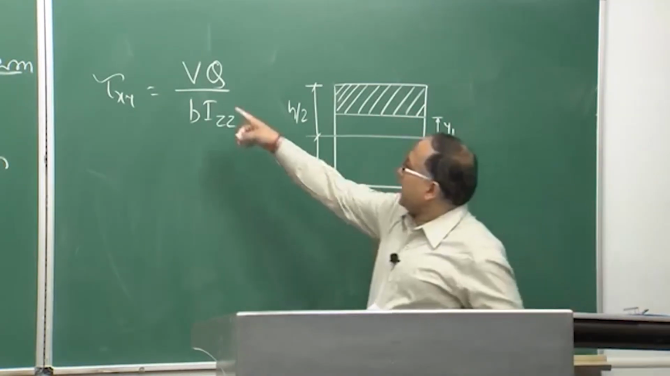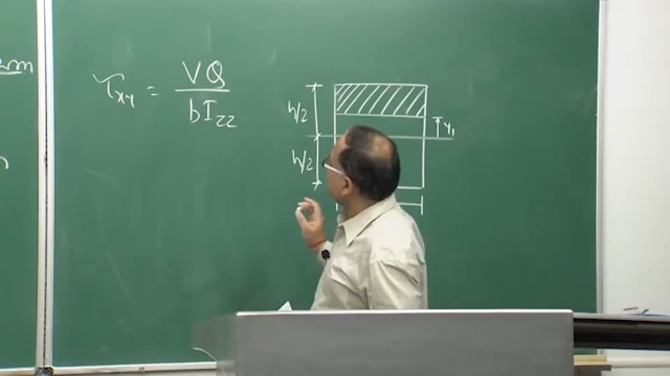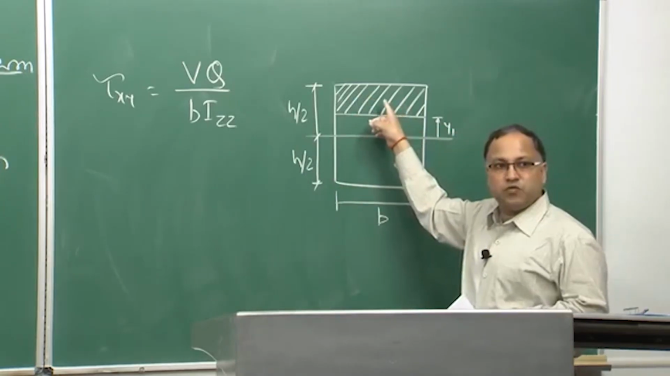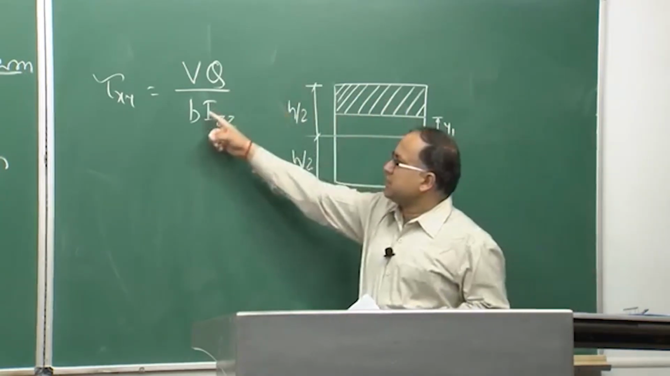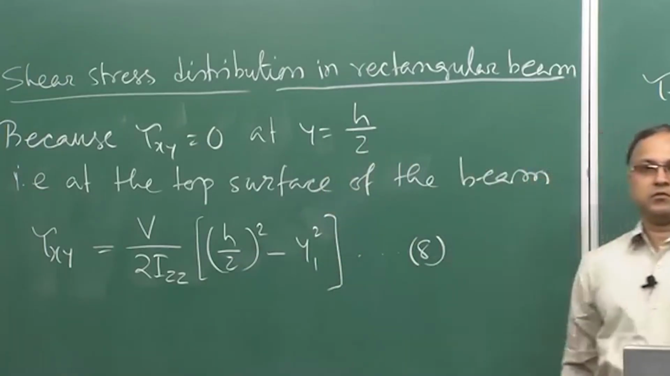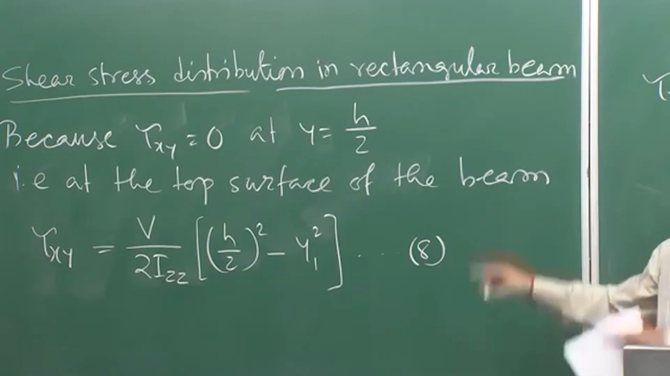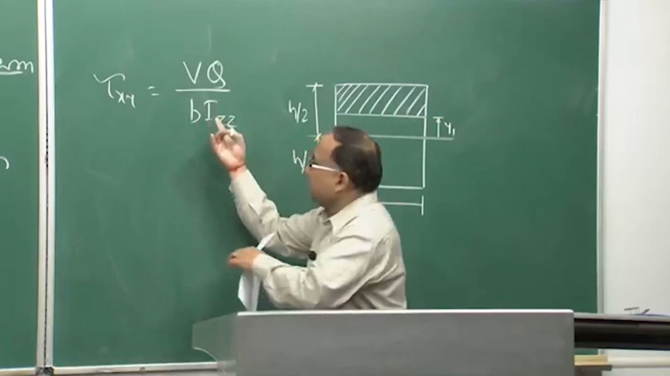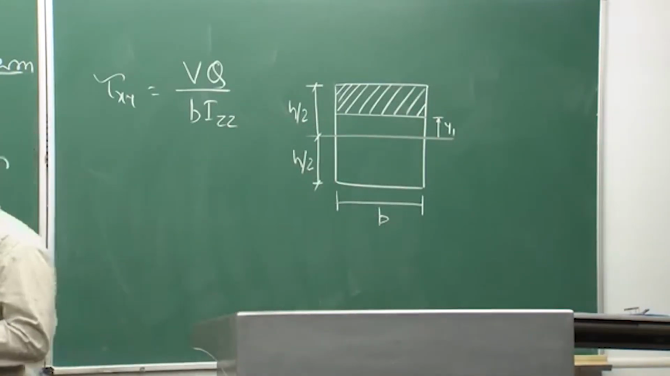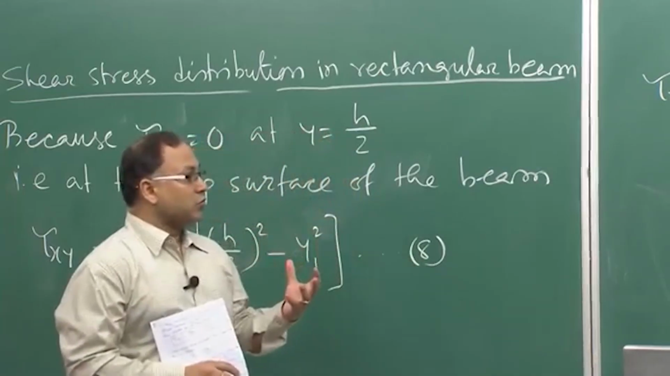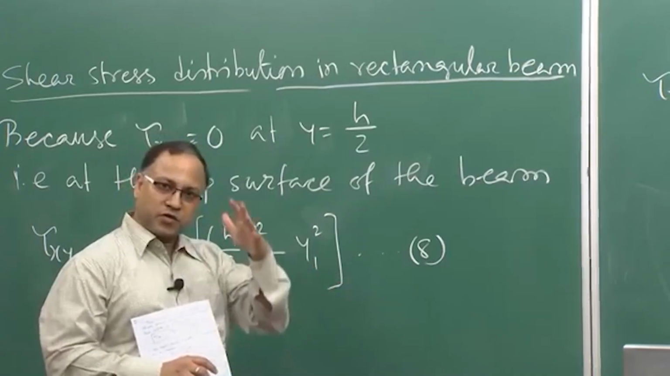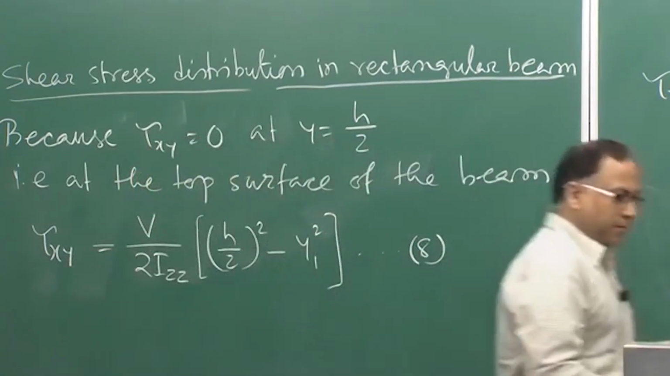So, this V by Izz will not be varying, that will remain the same. If you try to find out Q, that means the first moment of the shaded area, and then put it in this equation, you will be getting the same expression whatever you are getting here. But this thing you can do at any time, because already we have derived this equation and you can use it. What I wanted to show you is that from the basic principle also we can arrive at this, at least for the rectangular beam.